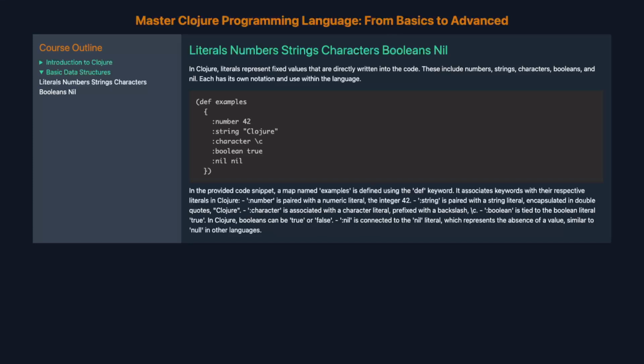Boolean is tied to the Boolean literal true. In Clojure, booleans can be true or false. Nil is connected to the nil literal, which represents the absence of a value, similar to null in other languages.